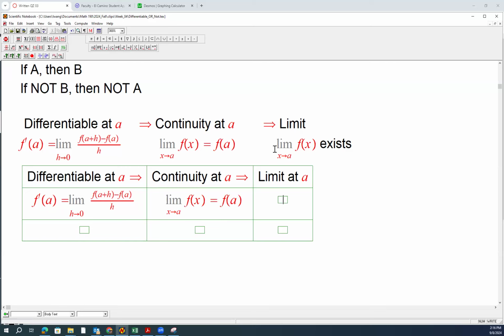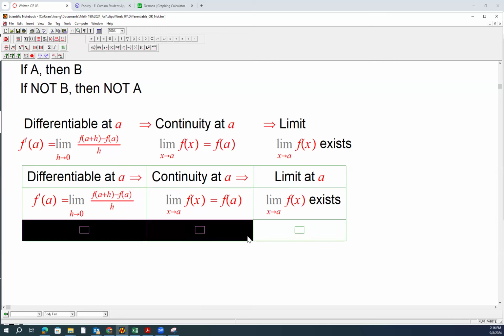So we're going to focus on our topics. Our topics are under what circumstances we can use these to determine it is differentiable or not differentiable.